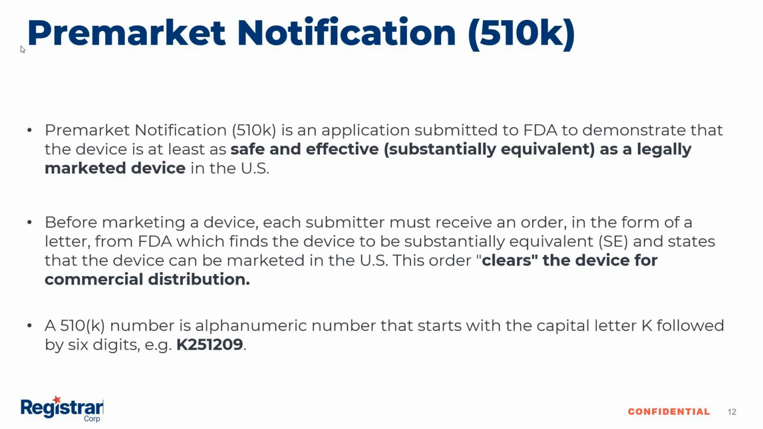Before marketing a device, each submitter must receive an order, and that is the clearance of your application. So the FDA clears your device with a 510K, and when you have that letter, you are good to go into commercial distribution. Really, to make that 100% clear, if you send in your application, you still have to wait on that clearance letter before you can start selling your device here in the US.